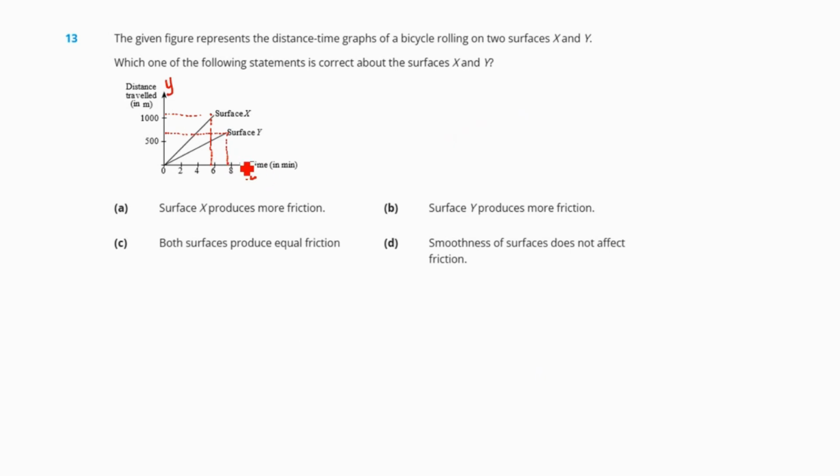The possible reason here is that in the surface x, as it is rolling, the frictional force supports the motion and hence X produces more friction. So our correct answer is option number A. Surface X produces more friction. Correct. So thus it is moving faster.